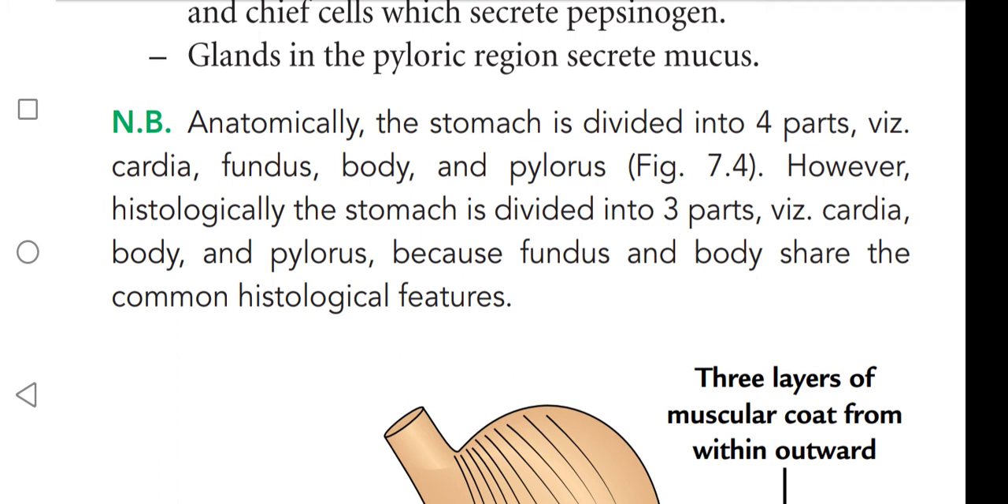Anatomically, the stomach is divided into 4 parts: cardia, fundus, body and pylorus. However, histologically the stomach is divided into 3 parts: cardia, body and pylorus, because fundus and body share common histological features.